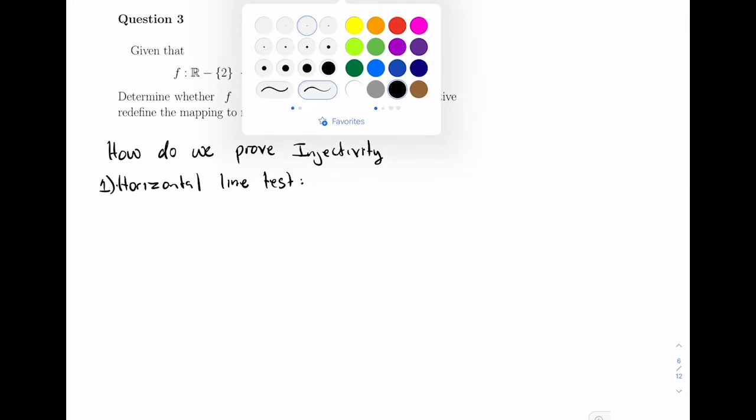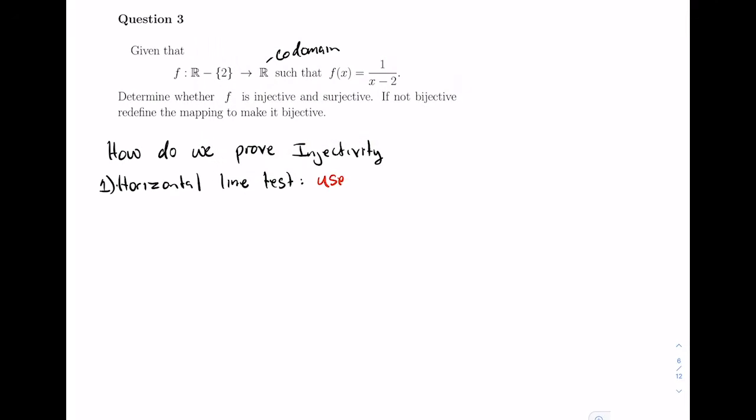Okay, so if you have the graph, you can use the graph, right? So by drawing horizontal lines, if you cut the graph more than once, then we say that it failed the horizontal line test. So when doing the horizontal line test, we need to intercept each y value only once. Okay, so let's make a note of that.